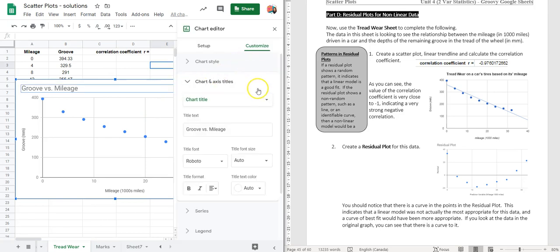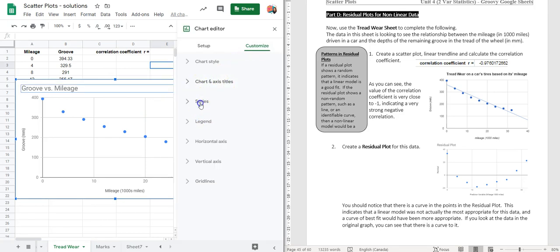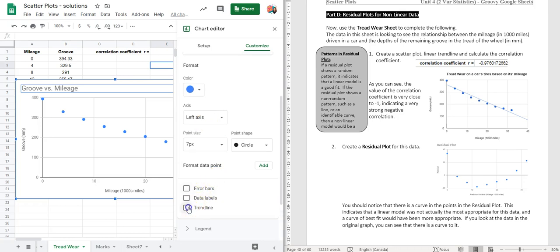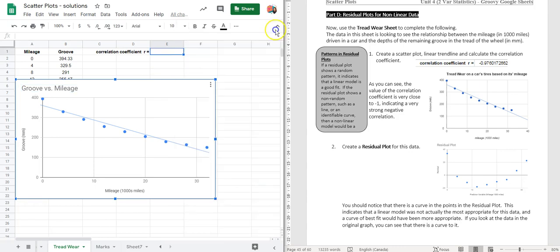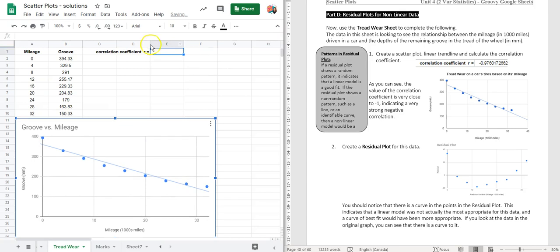We're going to need a trend line, so that is under series, a linear trend line. And the last thing we need to do is calculate the correlation coefficient. So let's move that down. Equals CORREL, highlight the Y data, comma, highlight the X data, and you get negative 0.976. So it's a very strong negative correlation.